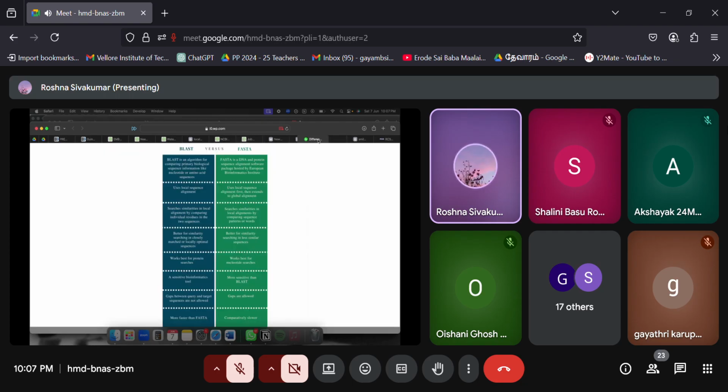Okay, I have the differences between BLAST and FASTA. I think the biotech people, I'm not sure about the MSc people, but you will have this question asked multiple times in the FATs, CATs, whatever. So this is the difference between BLAST and FASTA.